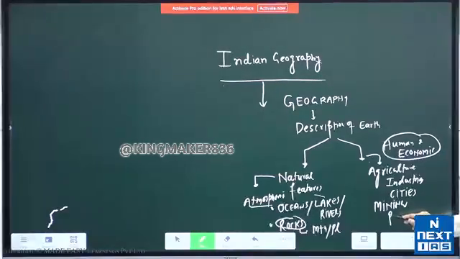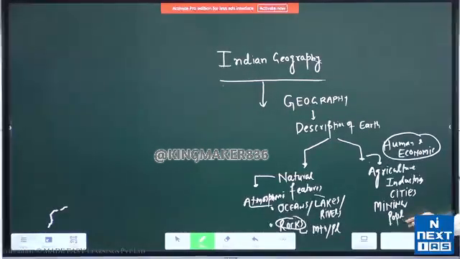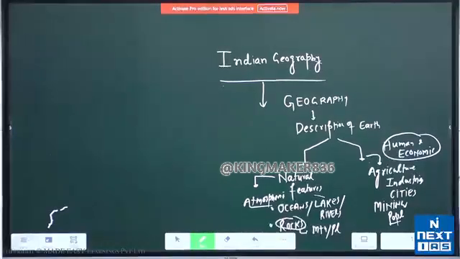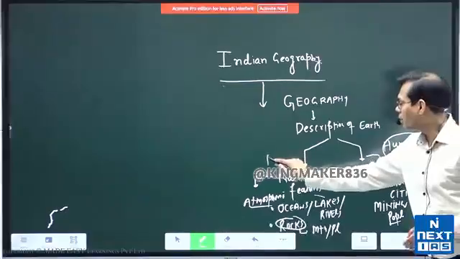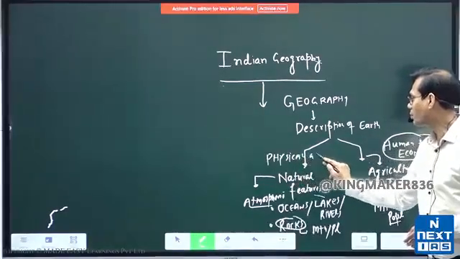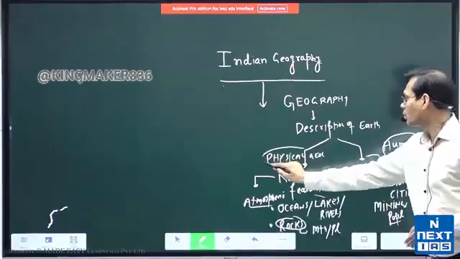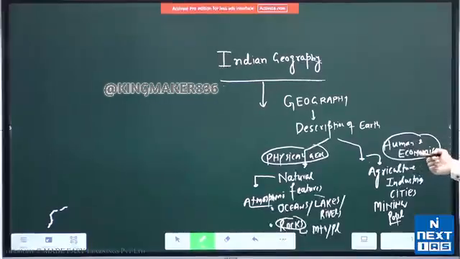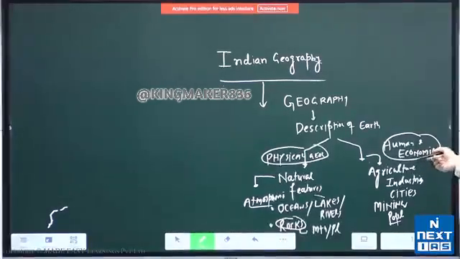Population also we can discuss indirectly because the census is yet to take place. So I will discuss the population part indirectly. But this part we will call by which name? Physical geography. Physical feature, physical geography. So the purpose is Indian physical geography and Indian human and economic geography.